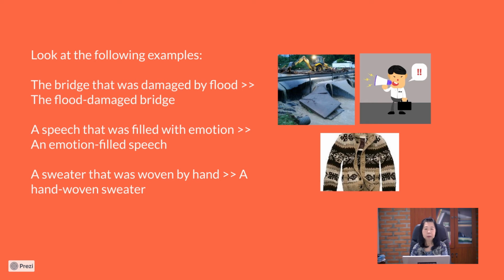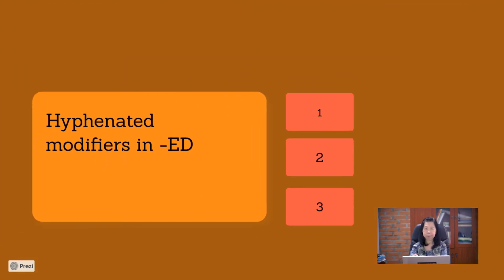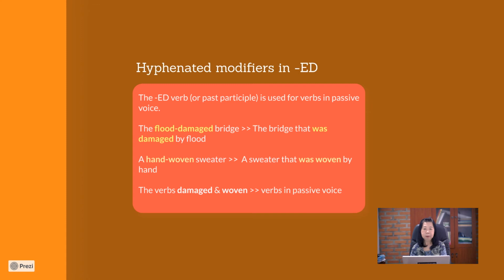A speech that was filled with emotion, an emotion-filled speech. A sweater that was woven by hand, a hand-woven sweater. The -ed verb, or the past participle, is used for verbs in passive voice. The flood-damaged bridge is the bridge that was damaged by flood. A hand-woven sweater is a sweater that was woven by hand.